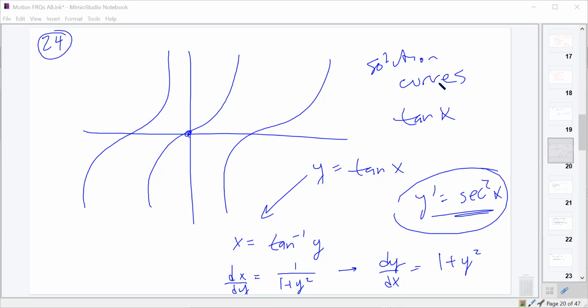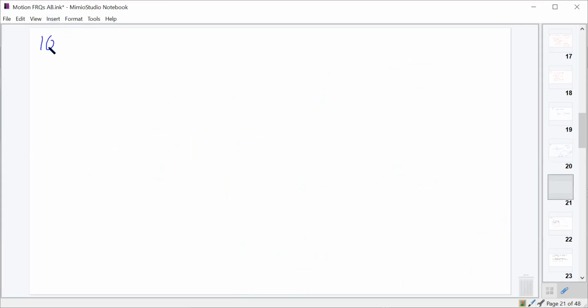All right, last one we've got here is number 16. So number 16 says we've got the general solution of the differential equation x dy equals y dx. And they want to know if this is circles, hyperbolas, parallel lines, etc. A bunch of different options.